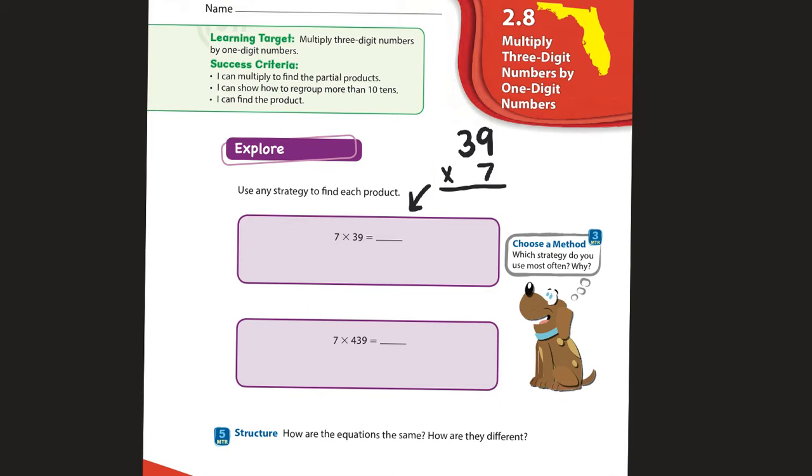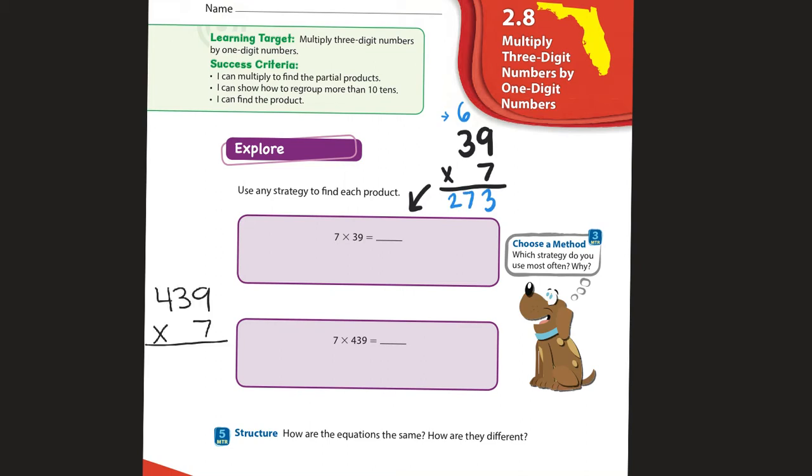So the first thing I'm going to do is write this vertically. That means one number on top of the other number. So I have 39 times 7. I begin with 9 times 7, and 9 times 7 is 63. I carry my 6, and I write the 3 underneath 9 and 7. The next step is 7 times 3, which is 21. And then I add the 6 that's on top. So 21 plus 6 is 27.